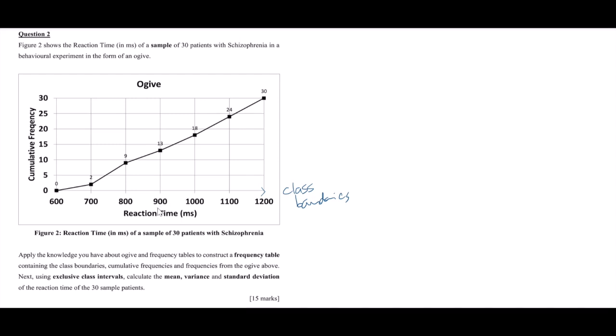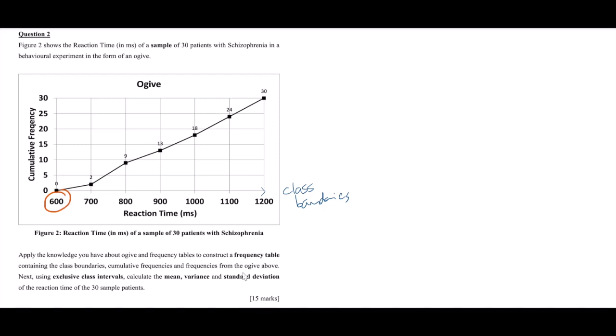And next, using exclusive class intervals, calculate the mean, variance, and standard deviation. Okay, first things first, there is a mistake in this ogive. Could you detect the mistake? Yes, you're right. Okay, so 600 should never be written at the origin. The graph could have been moved towards the right hand side.